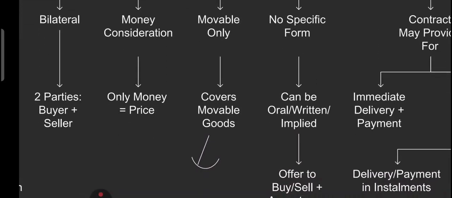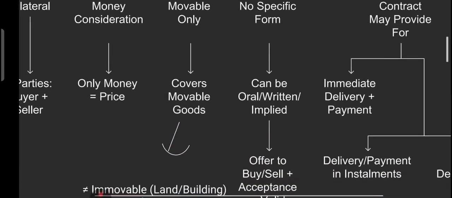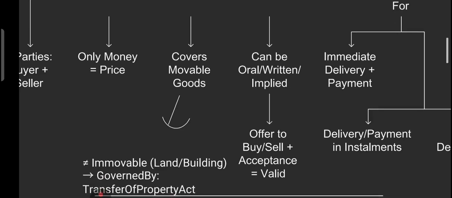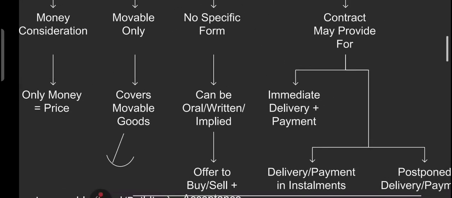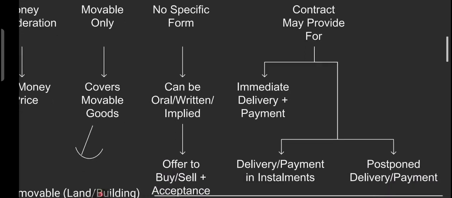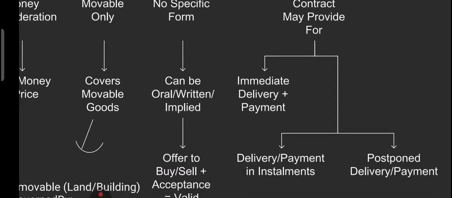Now there is no fancy paperwork needed, right? So a sale can be written, it can be oral, it can be spoken, or it can even be understood through action, as long as there is an offer and acceptance. So this is very important. It can be oral, it can be written, no need for paperwork. And flexible delivery and payment, this is very important. So the contract can allow immediate delivery plus payment, or delivery or payment in installments, or even postponing both.